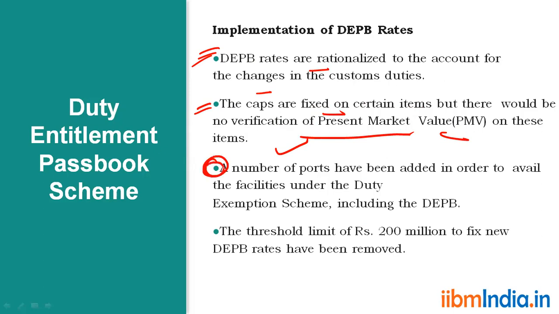A number of ports have been added in order to avail the facilities under the duty exemption scheme, including the DEPB. The threshold limit of 200 million rupees to fix new DEPB rates has been removed. It has been removed as of now.